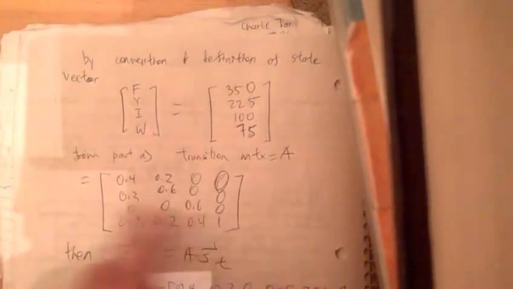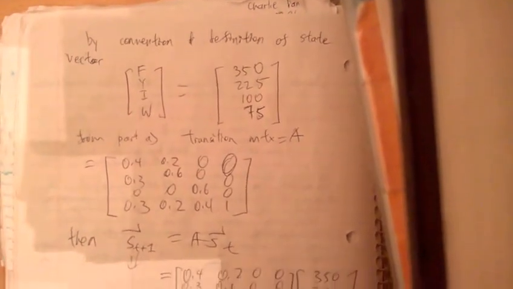All right, so for B, it's basically saying this is how many are at Facebook, YouTube, Instagram, and work. And once you find the next time step, we can just simply use our convention of Facebook, YouTube, Instagram, work, and fill out those numbers which were given to us. And then from part A, this is our transition matrix, right?